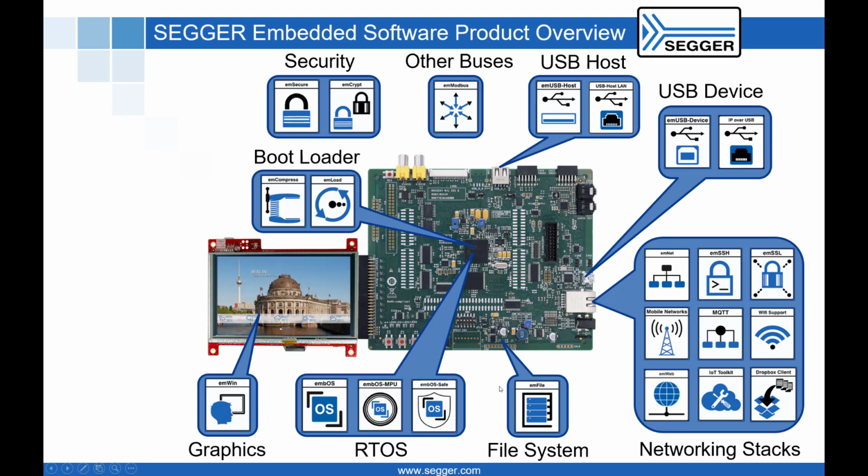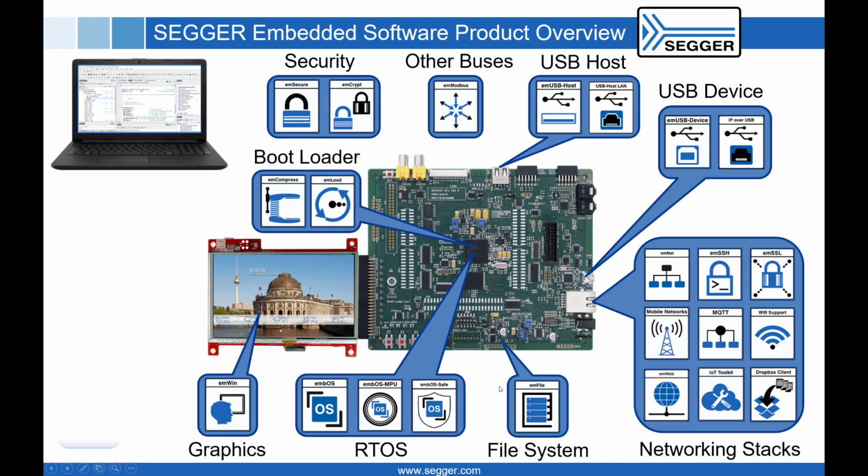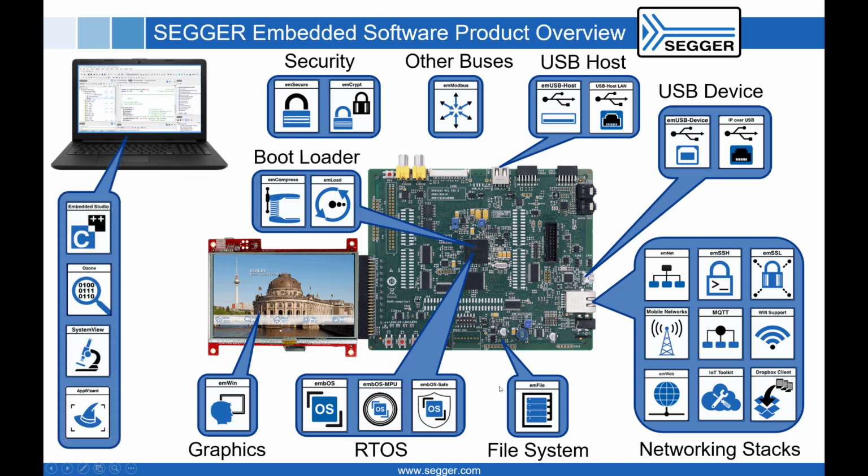And of course, also very important is graphics. So we have emWin, which is our graphics library, and you can use that if you have need for a graphical user interface. And as I mentioned, some tools that we have that run on the host. Embedded Studio is our IDE. Ozone is our standalone debugger. SystemView is our recording and analyzing tool that I'm going to introduce to you today, and then AppWizard is our GUI development tool for creating emWin GUIs.